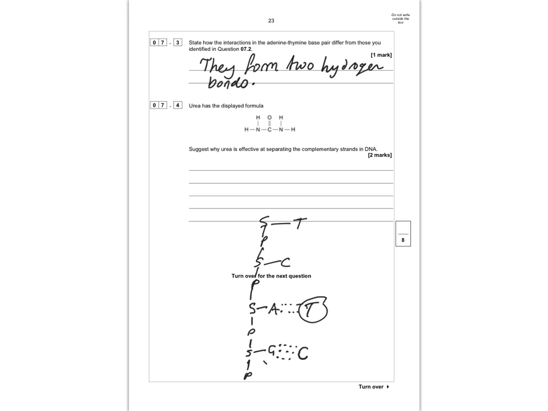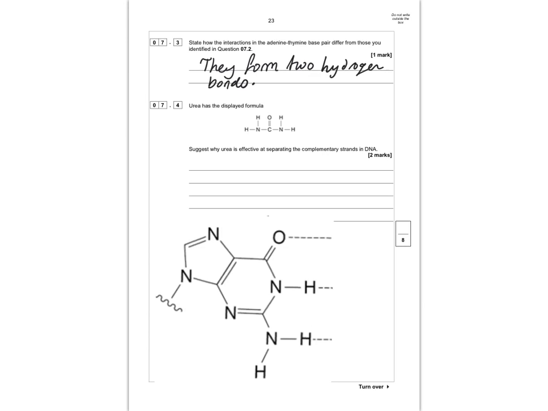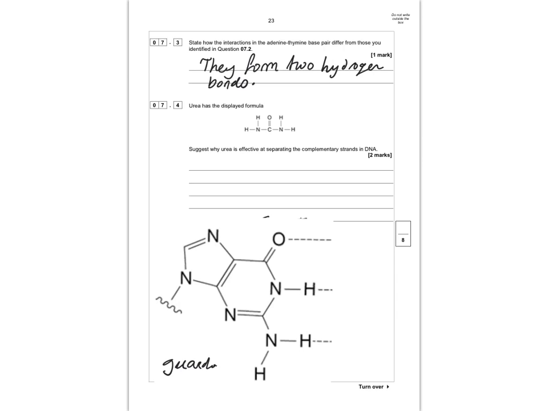The next question asks why urea was effective at separating the complementary strands in DNA. Well, if we look at the base structure of guanine, you can see that guanine has the potential to form 3 hydrogen bonds. Let's show the dipoles on there. So you've got a lone pair on the oxygen, you've got an extremely electron deficient hydrogen here, and an extremely electron deficient hydrogen here. If we now look at the urea molecule, you can see it possesses 2 lone pairs.